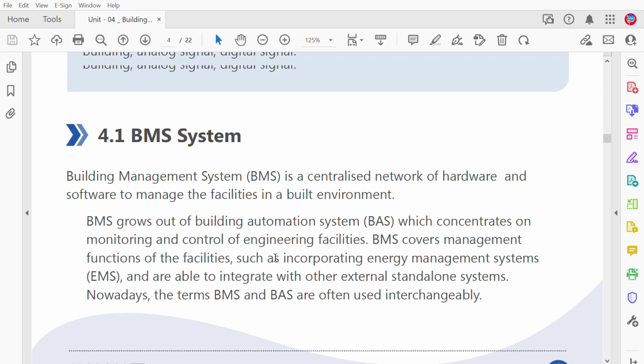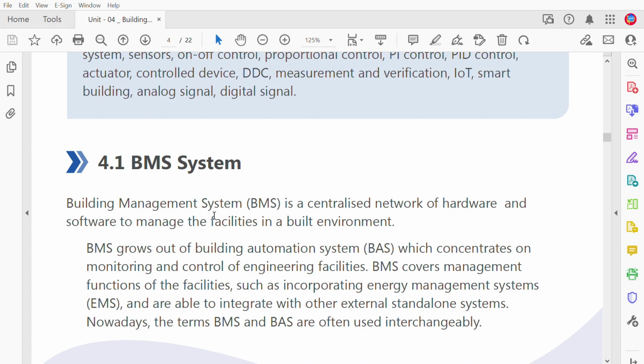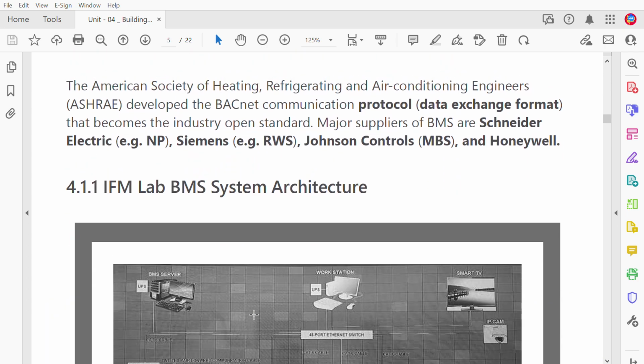So a BMS is basically a centralized network of hardware that manages the facilities and built environment. It goes out of building automation systems. Sometimes these BMS and BAS are used interchangeably. The American Society of Heating, Refrigerating and Air-Conditioning Engineers, sometimes called ASHRAE, developed the BACnet protocol for data exchange, which is open and standard. Some of the major BMS suppliers are Schneider, Siemens, Johnson Controls, and Honeywell.